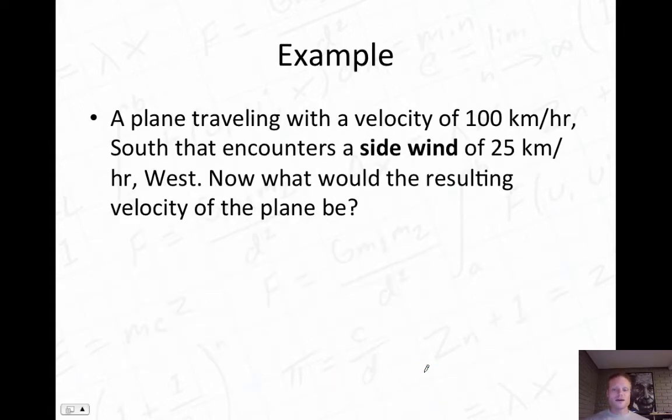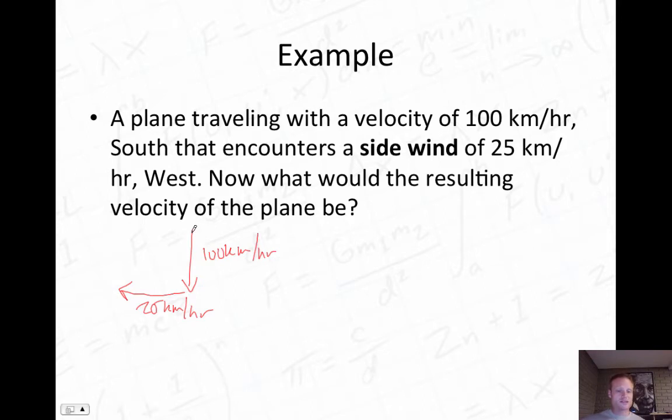Okay. So here is another example. This time it says a plane is traveling with a velocity of 100 kilometers per hour south. So I'm going to draw that in here. 100 kilometers per hour south, and encounters a side wind of 25 kilometers per hour west. So let me put that in here. 25 kilometers per hour west. What would the resulting velocity of the plane be?